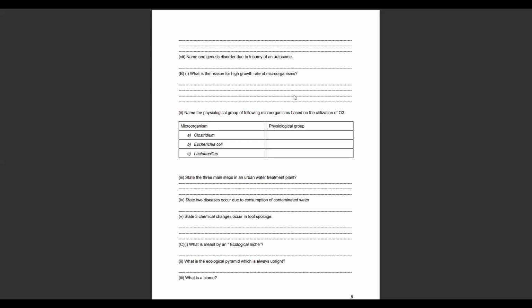Next point. Therefore, the flow rate of materials into the cells and the exit of waste materials to the outside of the cells increases. Next point. Thus, they have a high metabolic rate. The inflow and outflow rate is greater, so the metabolic rate is high. Last point. As a result, the average generation time, that means the time required to double the population.